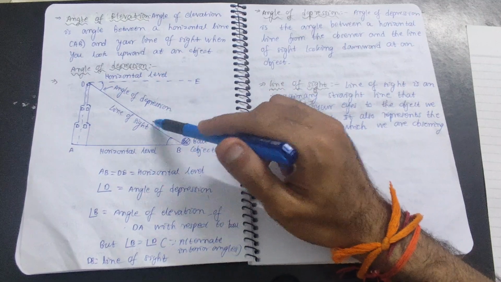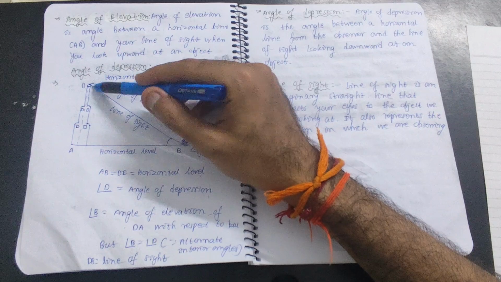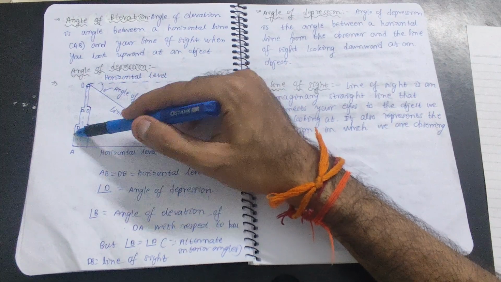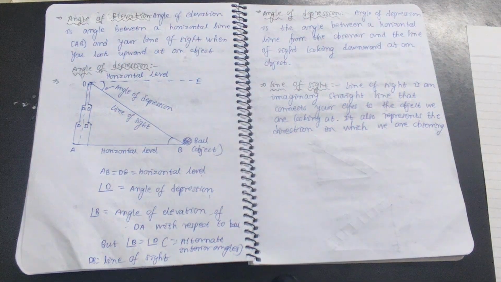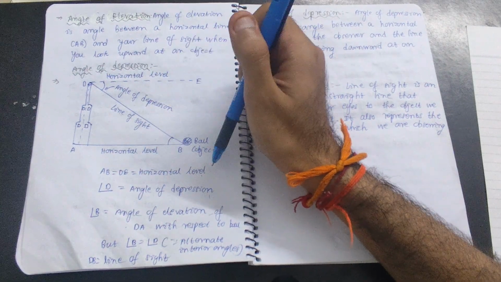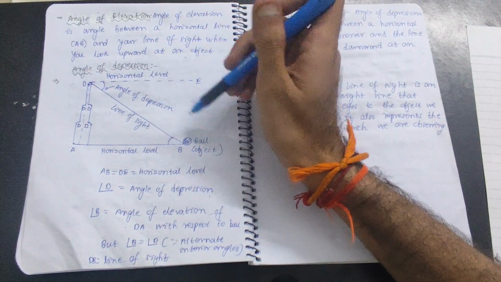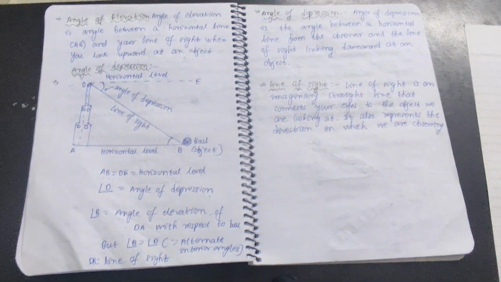Similarly, in angle of depression, you look at an object downwards from a point on the object. Let's say this is a building, you stand here. So DB is the line of sight, DE is the horizontal level, AB is equal to DE as the horizontal level, and angle T is the angle of depression.